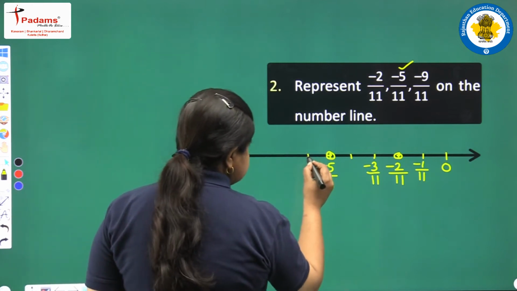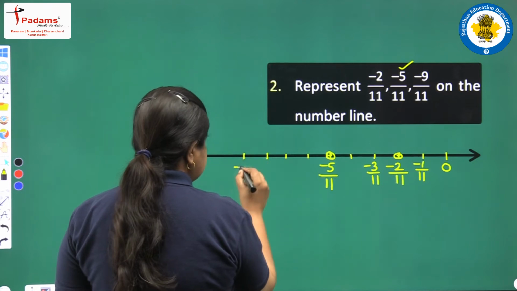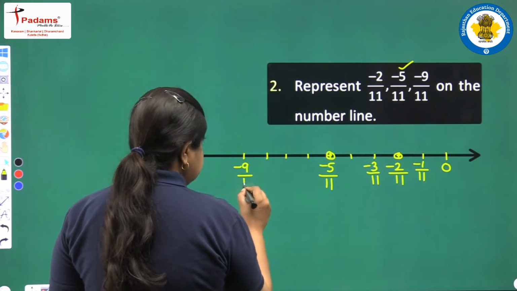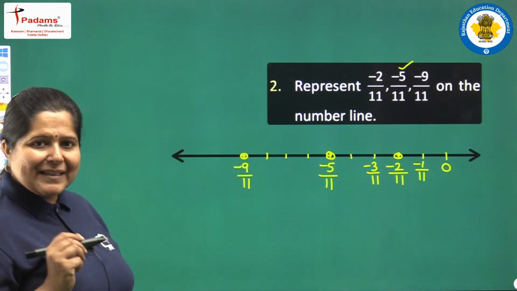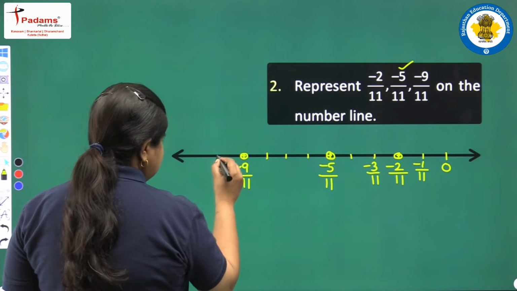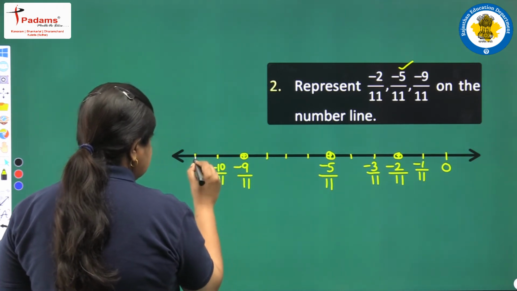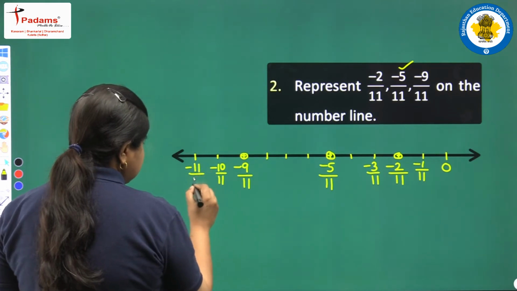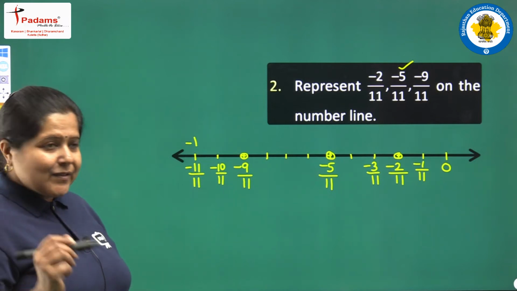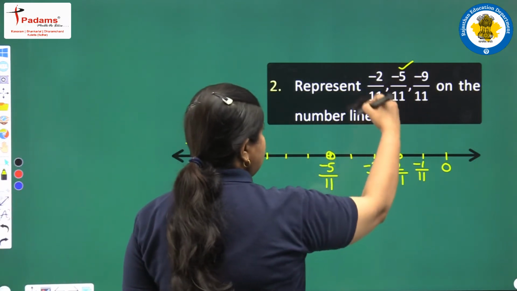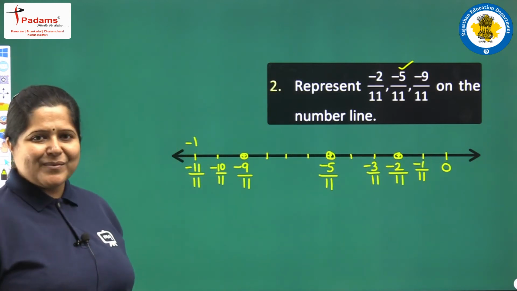Then minus 6 by 11, minus 7 by 11, minus 8 by 11, this will be minus 9 upon 11. Exact location is this point on the number line. Then we have minus 10 by 11, and in last we are having minus 11 upon 11, which is nothing but equal to minus 1. So we have all these 3 points lying between 0 and minus 1 in this way.